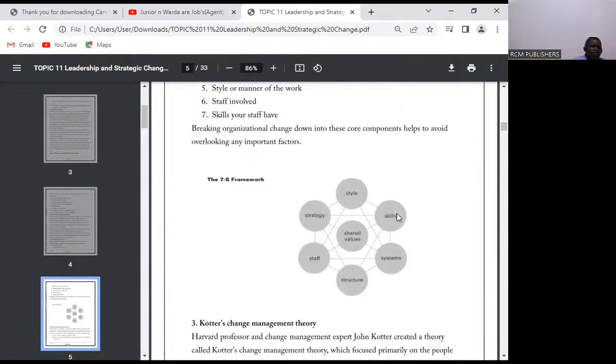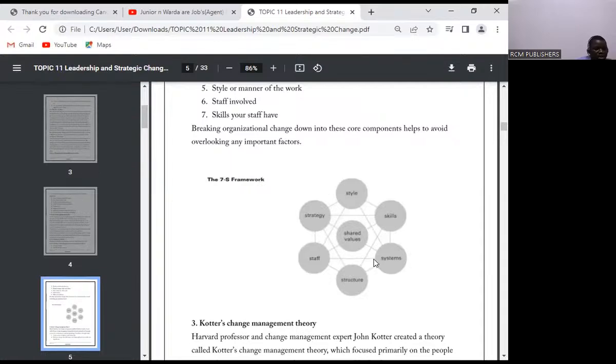The next one we have is the skills. Skills are their ability. We must ask ourselves, yes, we want to make these changes happen. We want to introduce the changes. Do we have the skills? Do these employees have the skills? One of the reasons why employees could be resisting changes is inadequate skills. So we must ask ourselves that particular question. Can we train them to acquire the much needed skills to maybe operate the new machinery?